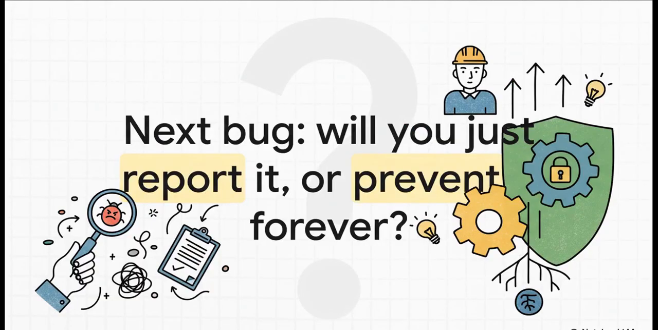So, I'm going to leave you with this question. The next time you find a bug, what are you going to do? Will you just report the what and move on? Or will you be the one to grab your detective kit, follow the map, and make sure that an entire category of bugs is wiped out for good? The choice is yours.